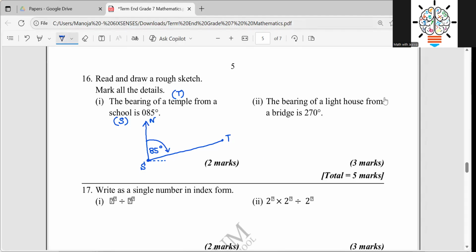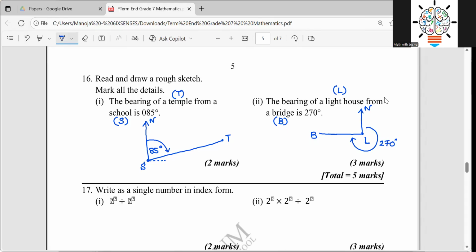The bearing of a lighthouse from the bridge is 270. You start from a particular point and you want to have the north direction first of all. This is the north direction and this is L, the lighthouse, and it should be 270. How do you mark this? 270, it's like this. And this is the bridge and this whole thing will be 270. Okay. Always it should be the clockwise direction from the north direction.